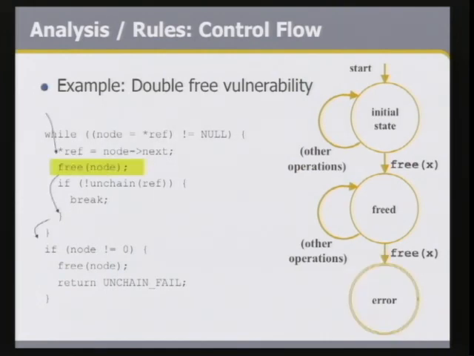Finally, you can probably see where this is going. We enter the while loop, we see the first call to free, we bind x to node, and then we enter the bottom if block, we see a second call to free on node. We see that there's a vulnerability, we enter that error state at the bottom and report something back to the user.